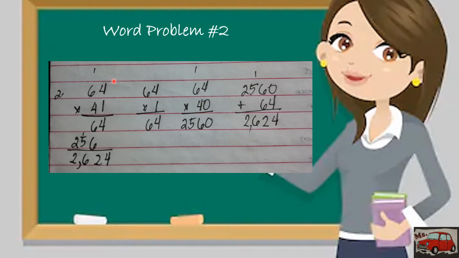Alright, so we have here 64 times 41 and then we'll get 2,624 tickets. Alright, so kung gagamitin nyo yung grouping, like i-multiply nyo muna yung 64 sa 1, and then i-multiply nyo yung 64 sa 40, then if you add their products, you'll get the same answer na 2,624. Okay, so our answer is 2,624 tickets. So yan yung total na tickets sa 41 boxes.